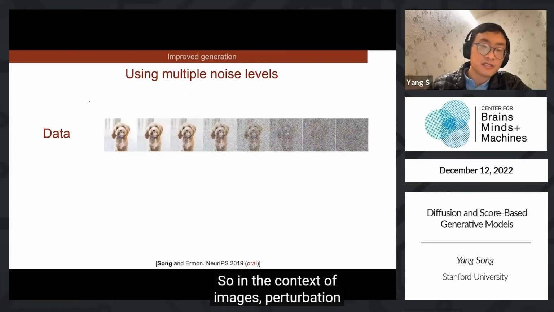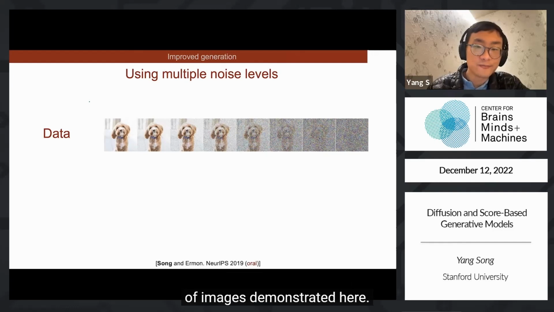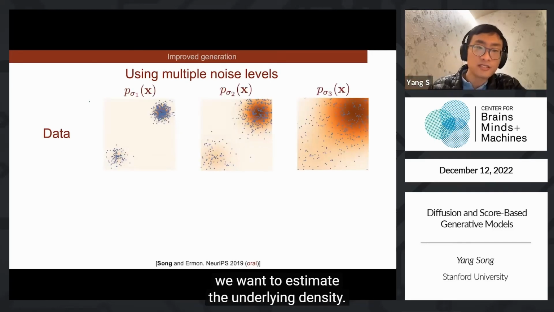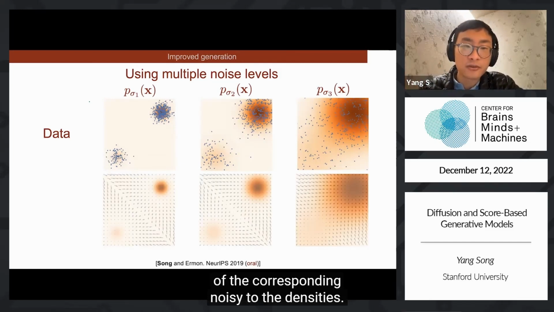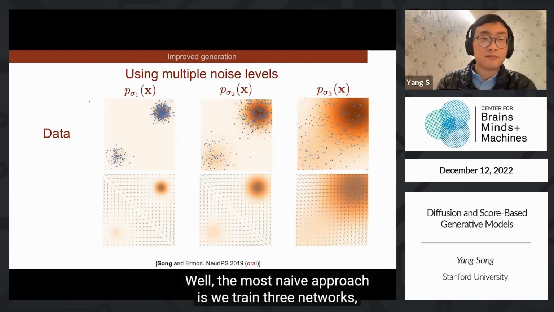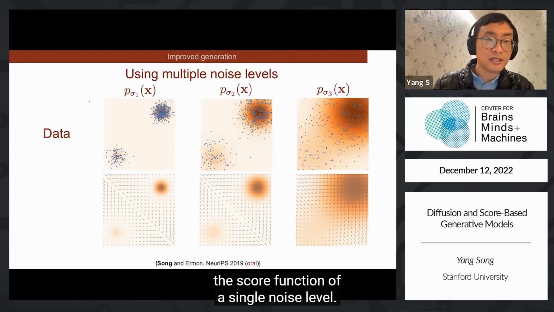So in the context of images, perturbation using multiple levels of noise will give you a sequence of images, as demonstrated here. After obtaining those noisy datasets, we want to estimate the underlying density, the underlying score function of the corresponding noisy data densities. So how can we estimate these noisy score functions? Well, the most naive approach is we train three networks, and each network is responsible for estimating the score function of a single noise level.